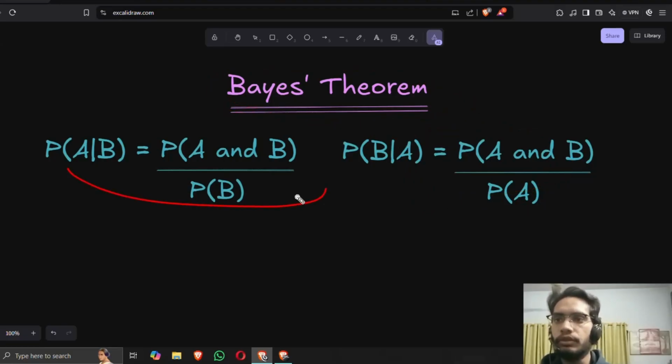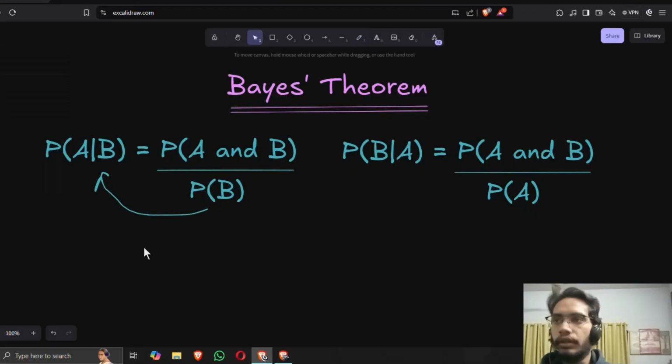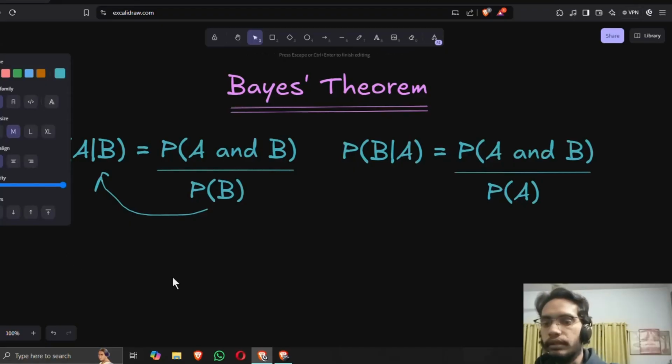So Bayes theorem is derived from these two conditional probability formulas, which say that there's a probability of event A such that event B has already occurred, and the inverse of this, the probability of event B such that event A has already occurred, right? So these two formulas. Now let me just see, if I multiply by probability of B here, our new formula would be like this, right? Probability of B multiplied by probability of A such that B has already occurred.